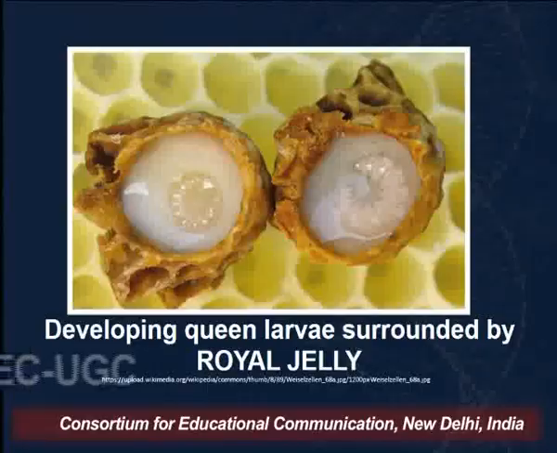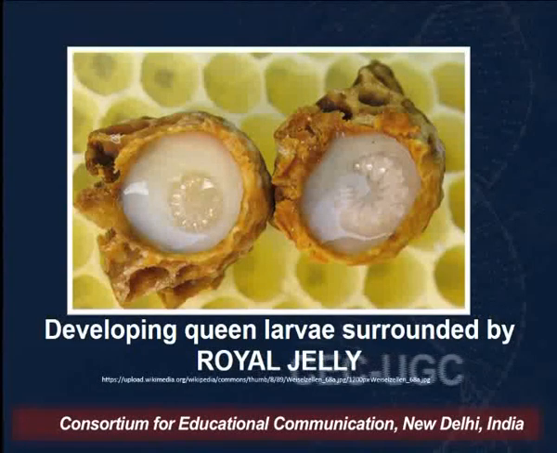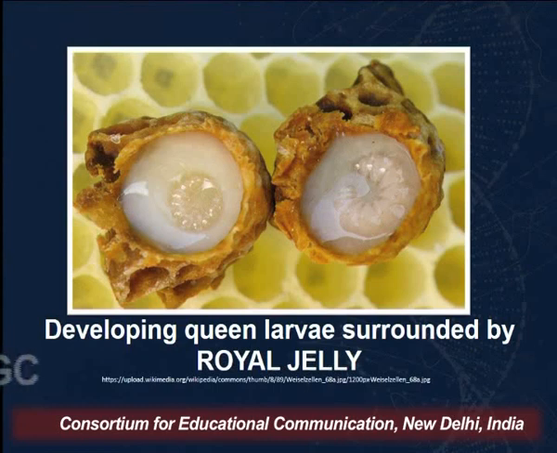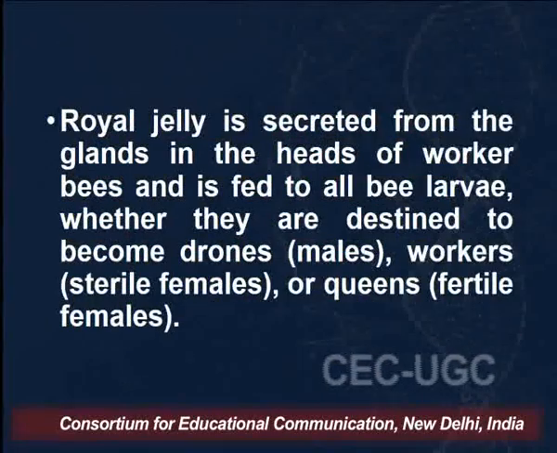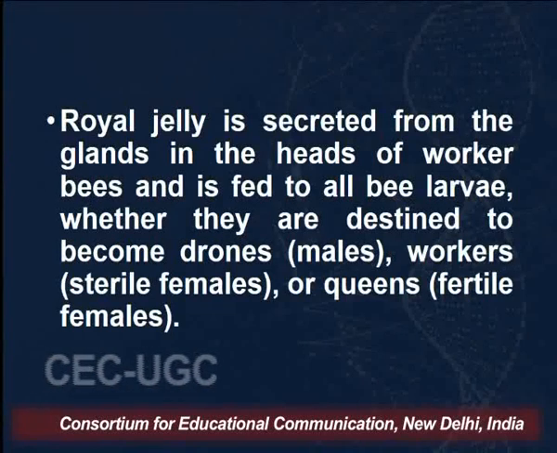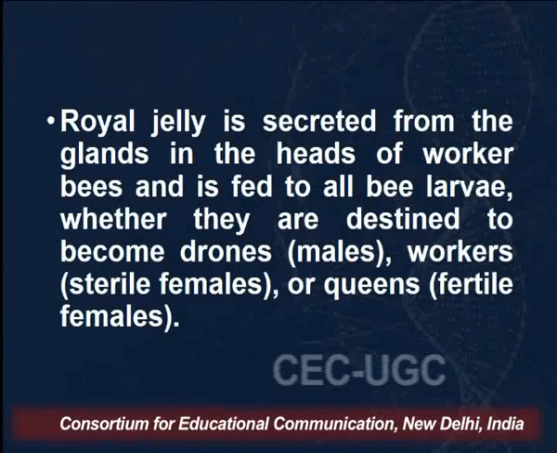It is here that the royal jelly becomes the key factor. On your screens you would find that the larvae of the developing queen are surrounded by a special substance which is called the royal jelly. Actually, this royal jelly is secreted from the glands in the heads of the worker bees, and it is fed to all the bee larvae in the beginning, whether they are destined to become drones, that is the males, or whether they will become the workers or the sterile females or the queens, which are the future fertile females.